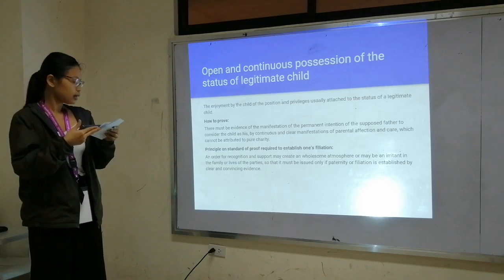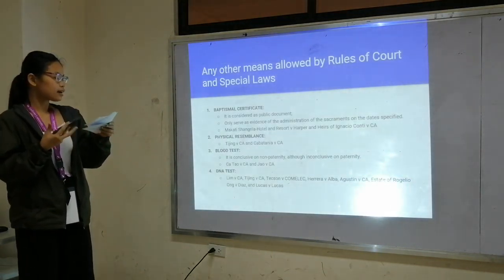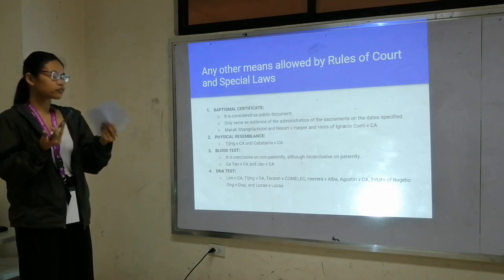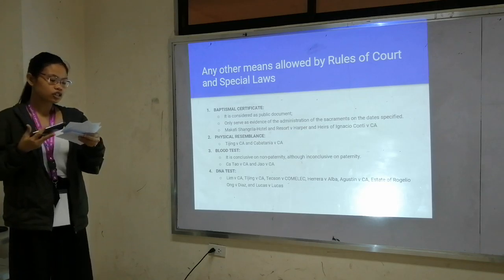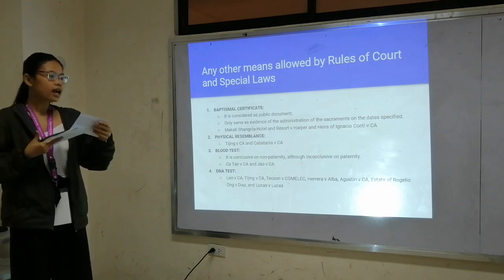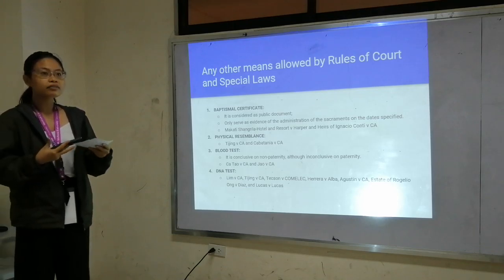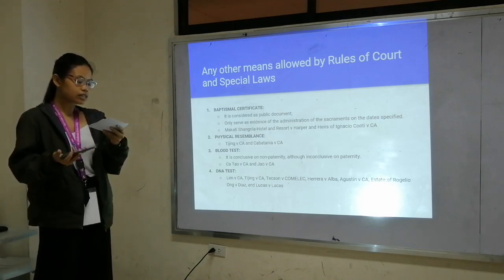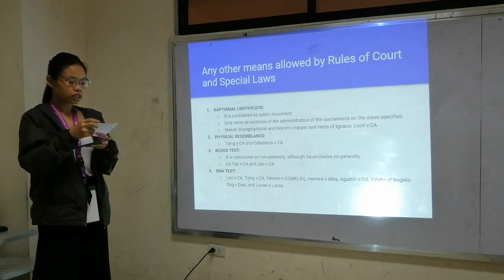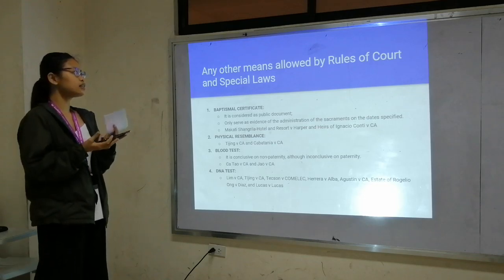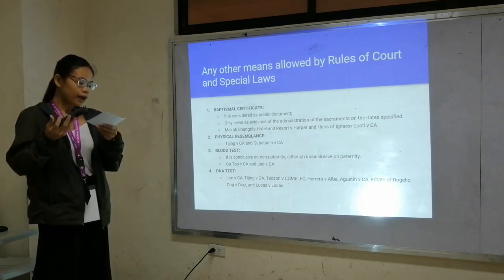And next, to further elaborate the open and continuous possession of status of a legitimate child is the case of Hison versus Court of Appeals. Here, the alleged father Francisco impregnated the nanny of his daughter, which is Esperanza, the mother of the alleged child of Francisco, who is Monina.